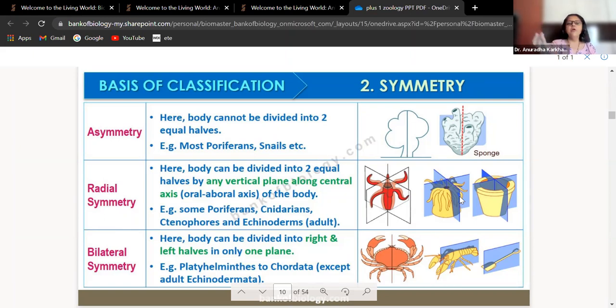making groups of animals. Any doubts? Any confusions? Anyone having difficulty with symmetry? Easy? One plane? This will be one plane. This will be the second plane. This will be the third plane. Plane means angle.